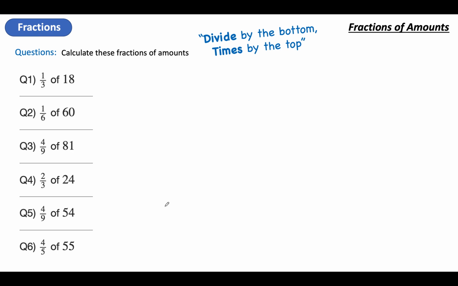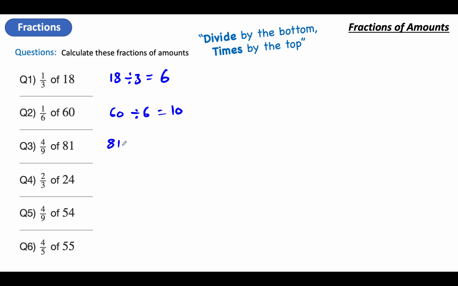Right, we have unpaused. So let's see what we've got here. 1/3 of 18. So 1/3. I'm going to divide by the bottom, which is 3. 1/3 of 18 is 6. Now I don't need to times by the top because I only need 1/3. Right, 1/6 of 60. So I'm going to take my 60 and divide it by that bottom to cut it into 6 equal pieces, which is 10. And I don't need to times it by the top because there's only 1/6. I've already got 1/6.